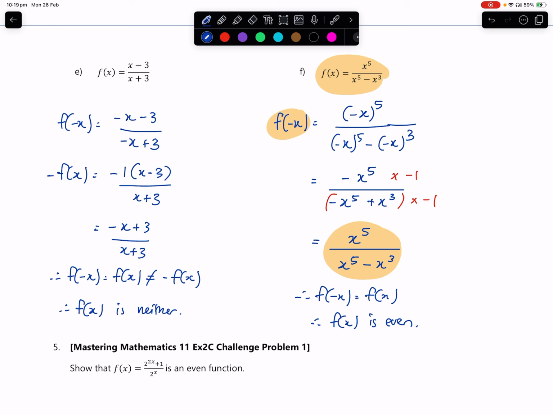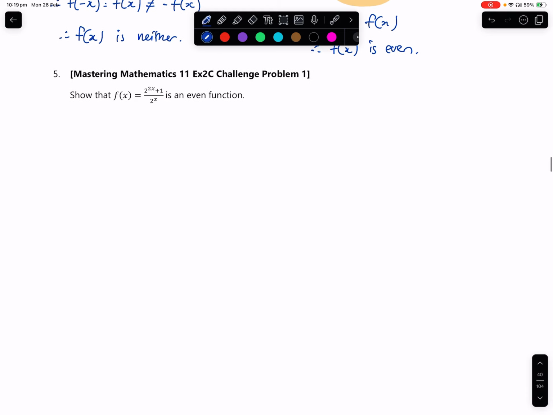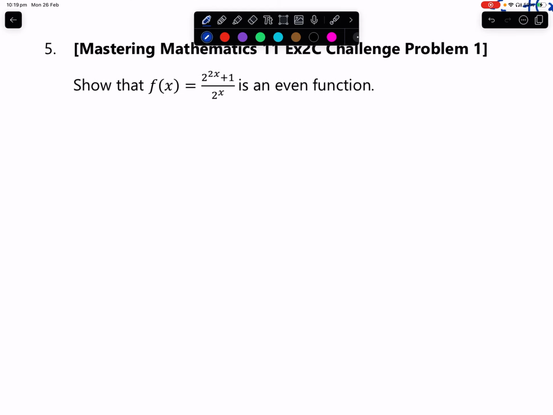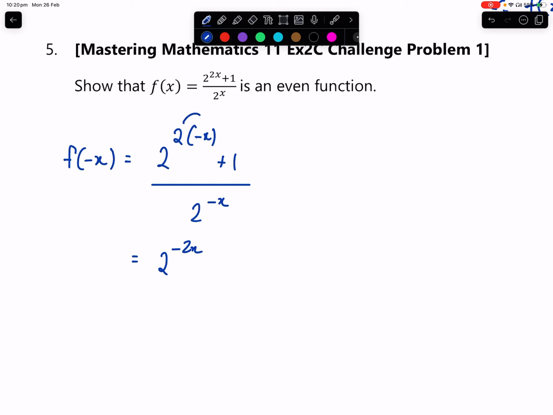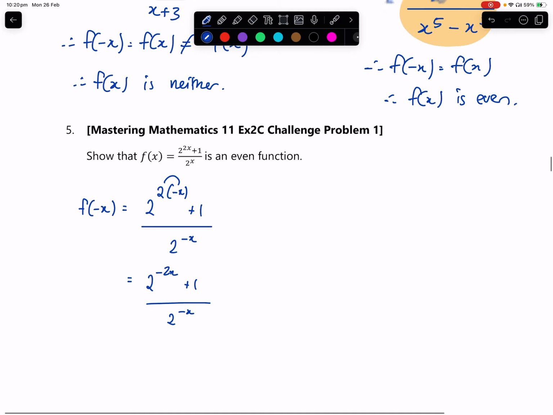All right, question 5. Question 5 says show that f of x equals 2 to the power of 2x plus 1 over 2 to the power of x is an even function. We're now going to do this by finding f of negative x. We will substitute in x as negative x, so it's 2 to the power of 2 times negative x, then plus 1 separately, over 2 to the power negative x. This will become 2 to the power negative 2x, plus 1 over 2 to the power negative x.